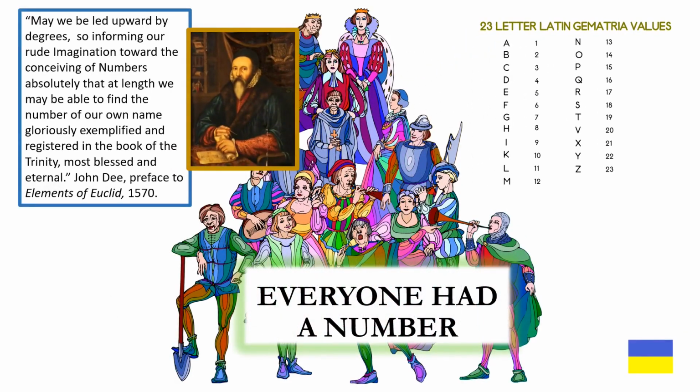We should also remember that everyone had a number, as per John Dee in his preface to the Elements of Euclid. "May we be led upward by degrees, so informing our rude imagination toward the conceiving of numbers absolutely, that at length we may be able to find the number of our own name, gloriously exemplified and registered in the Book of the Trinity, most blessed and eternal." This is the origin of numerology and gematria.